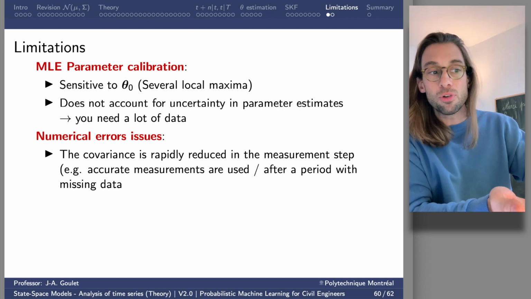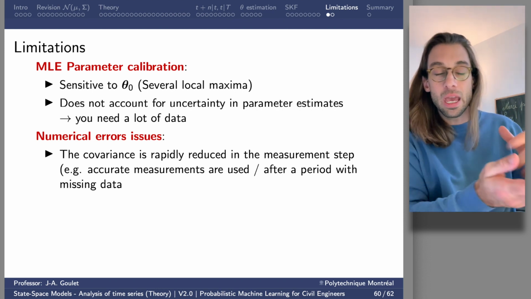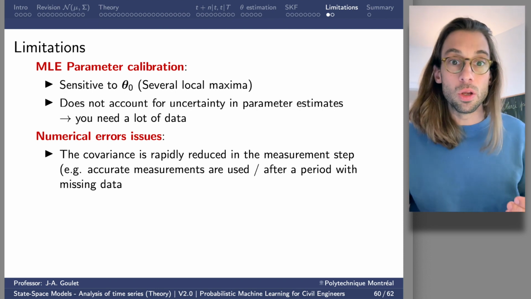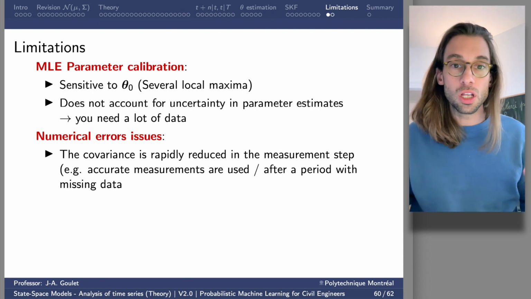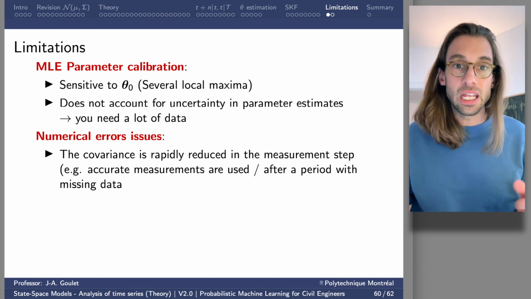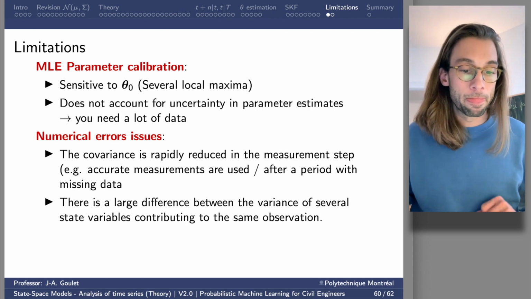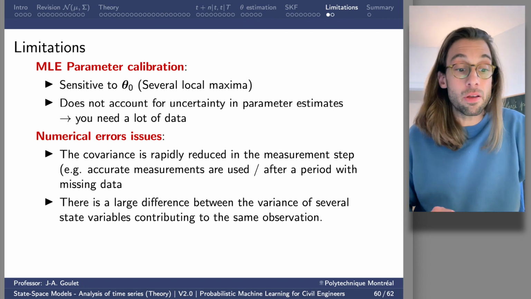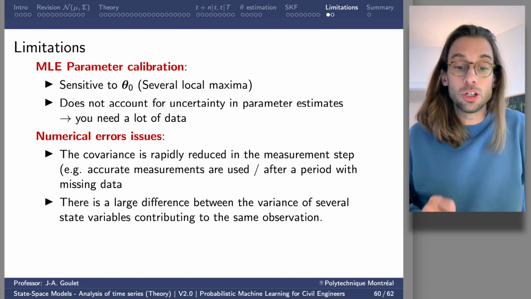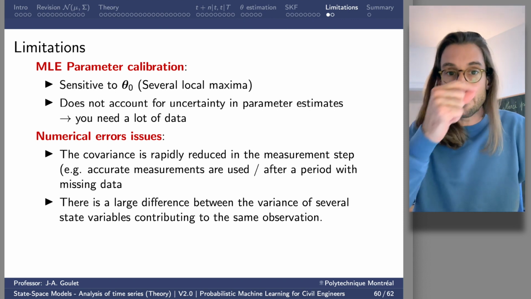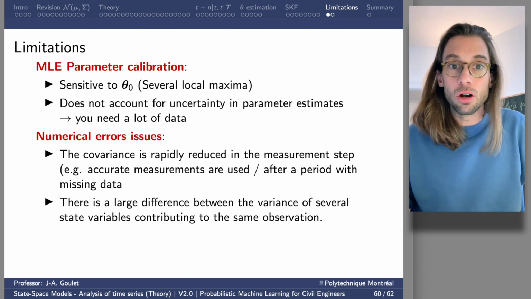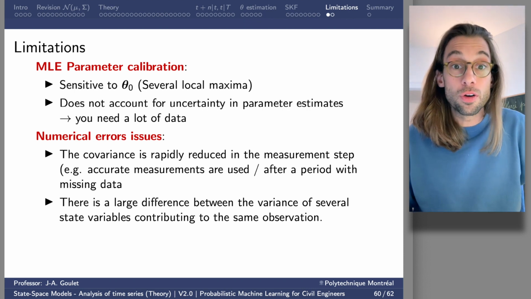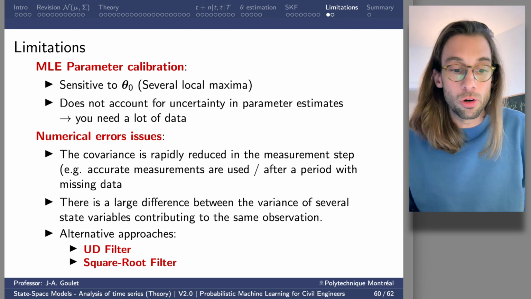And then if you have a very precise observation, it's going to create some instability in the covariance matrix, which may lead to numerical issues, such as negative covariance or similar problems that will invalidate the result for the confidence region. It can also happen when you have large differences between the variances of several states contributing to the same observation. So again, you have that ratio in the diagonal of your covariance matrix that might introduce some problems when you're trying to invert that matrix. That might lead to numerical errors.